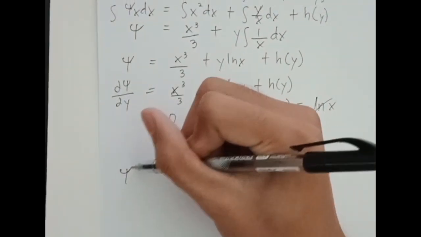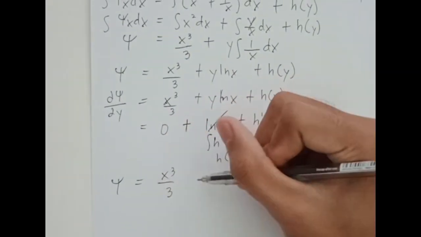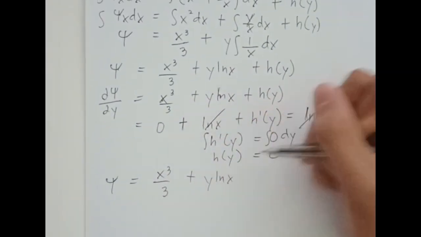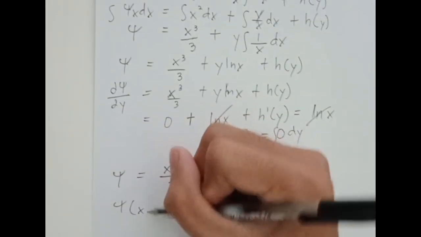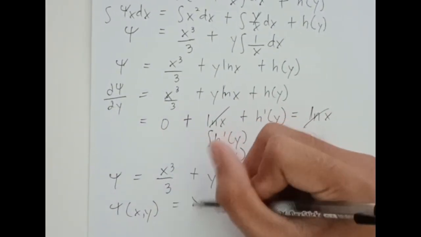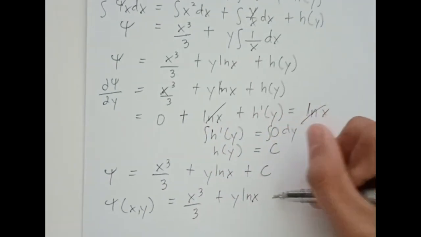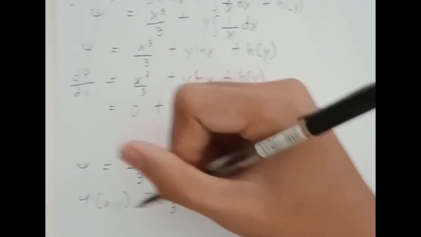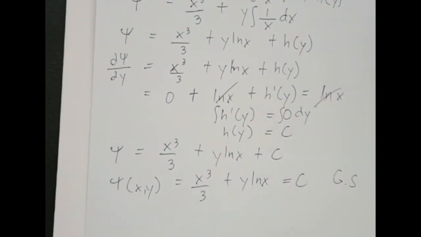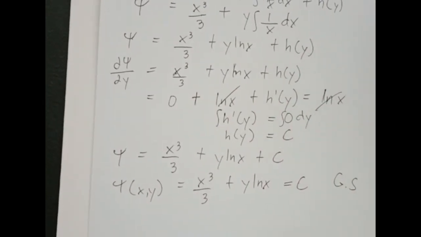So our psi function is equal to x cubed over 3 plus y ln of x plus c. So psi of x, y is equal to x cubed over 3 plus y ln of x is equal to c. So now this is our general solution. But we are not done yet because there is a condition in the problem. So we'll find the particular solution.